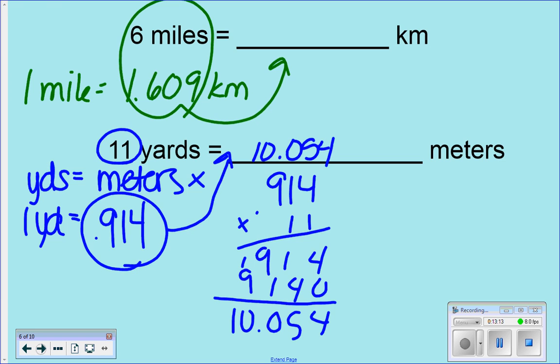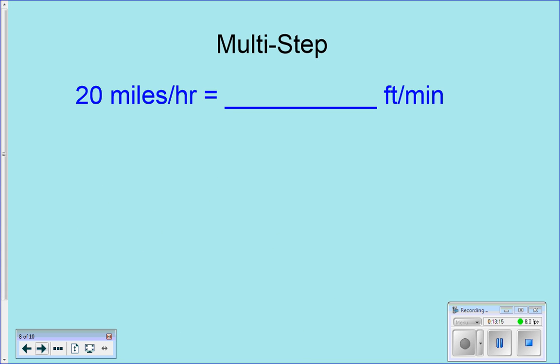All right. So this is the part here that some of my other students were having troubles on. This is the multi-step. This is the two-step, okay? So what do you notice about this? It has miles per hour, and it wants you to change to what? Feet per minute. So we're going to be doing a few different things here.